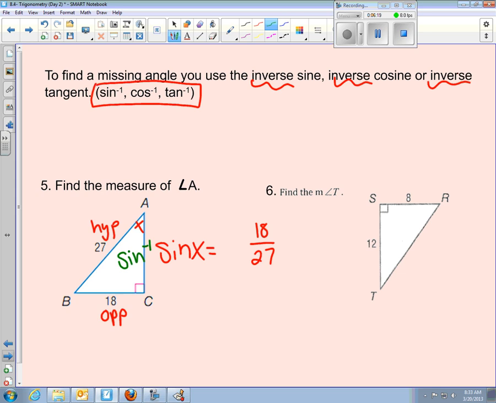And so if you do it to that side, that's going to cancel there. But you can't just do it to one side. You've got to do it to the other side. So we get x equals the inverse sine of 18 divided by 27.